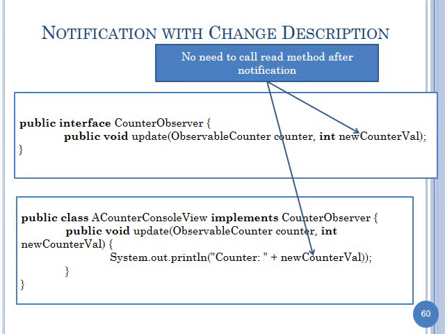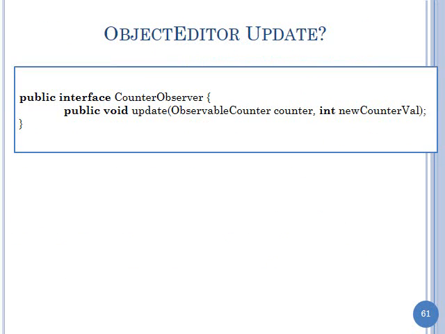Okay, now supposing I wanted to display the counter observer using object editor. Okay, so the object editor, it has the counter observer. I want to display the observable, not the observer. The observer will be the object editor. So I wanted to display the observable in an object editor window.